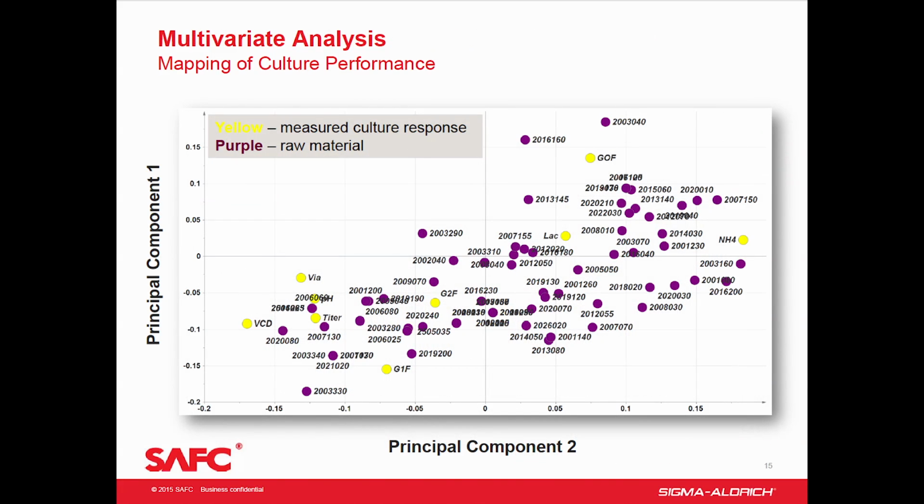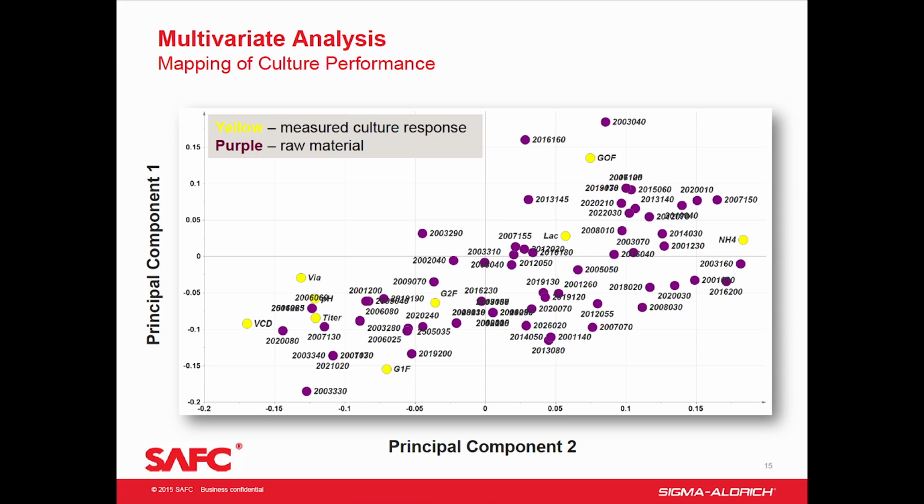So this is a typical printout for multivariate analysis when we map the culture performance. All these purple dots are basically all the raw materials. Now you've got to remember, all those raw materials were out of those 56 conditions, right? So you've seen all the impact over those 56 conditions. How do the response and the general response look? This is a principal component response map. And then all the yellow ones are actually the responses or the outputs that you're looking at.